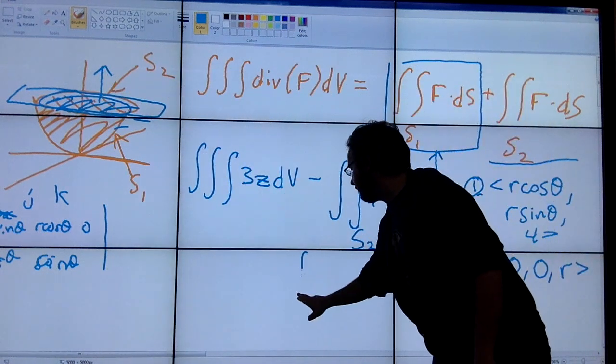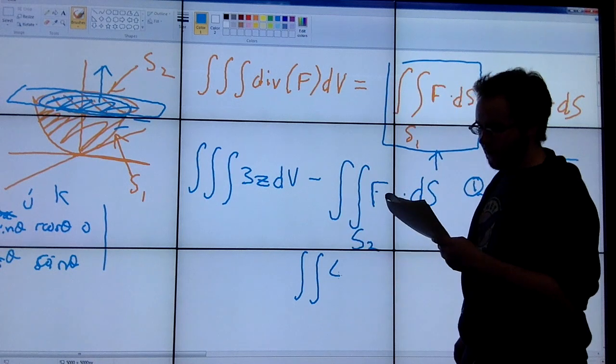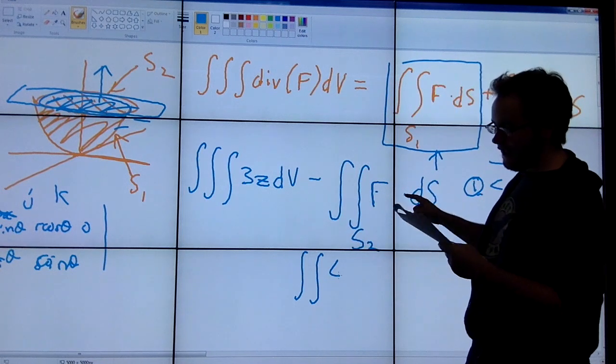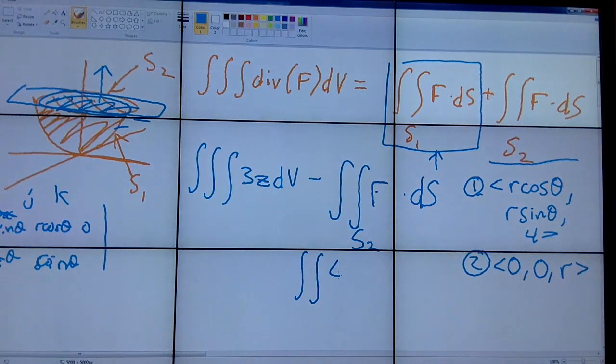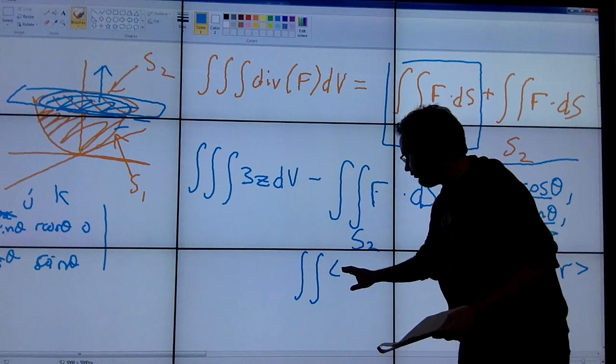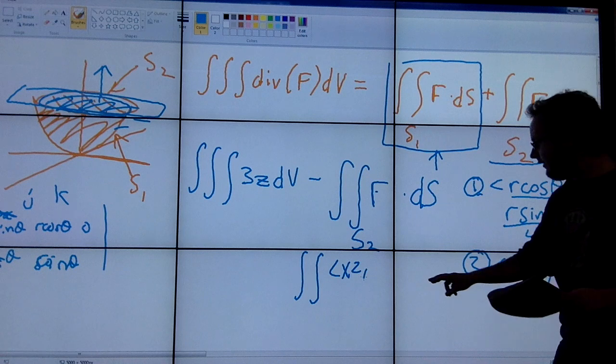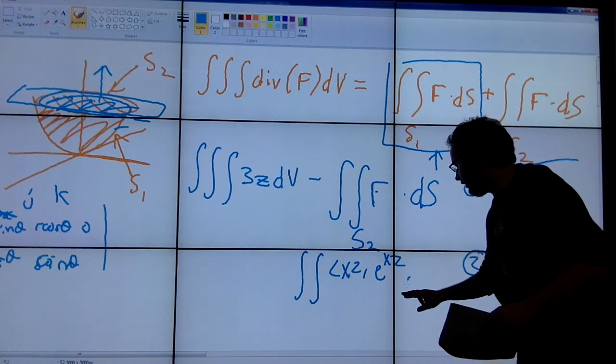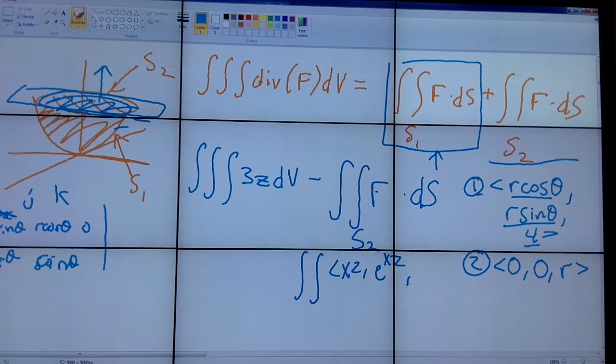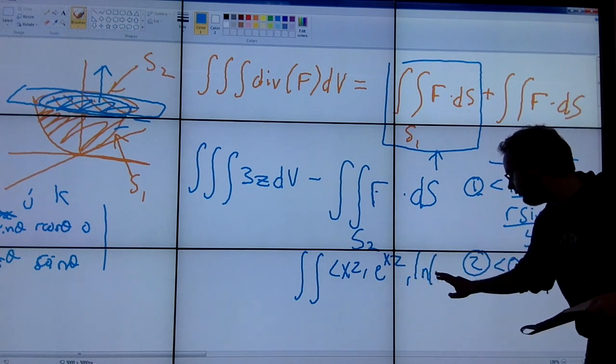So plugging this into our flux integral, we get, what was this? F is 3xz, e to the xz, comma ln of x squared plus y squared. What is that according to our parameterization? Let's just say xz. We can plug into that later. E to the xz, comma, ln of x squared plus y squared. What is x squared plus y squared according to this parameterization? What's r squared cosine squared plus r squared sine squared? It's going to be r squared. So we get ln of r squared.